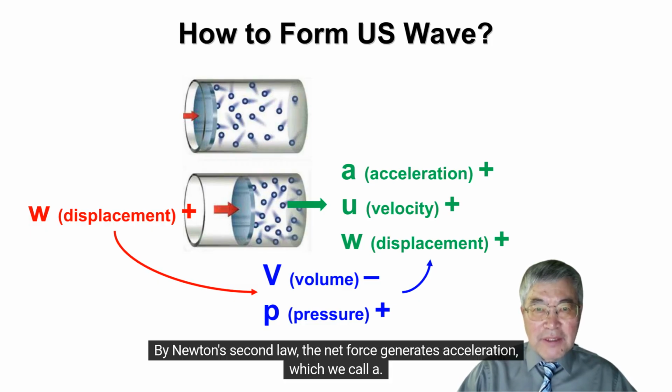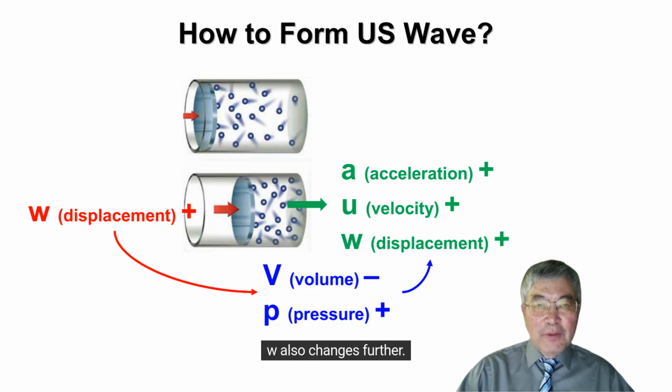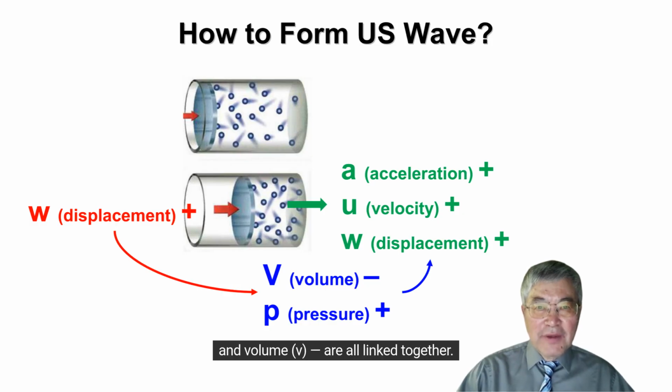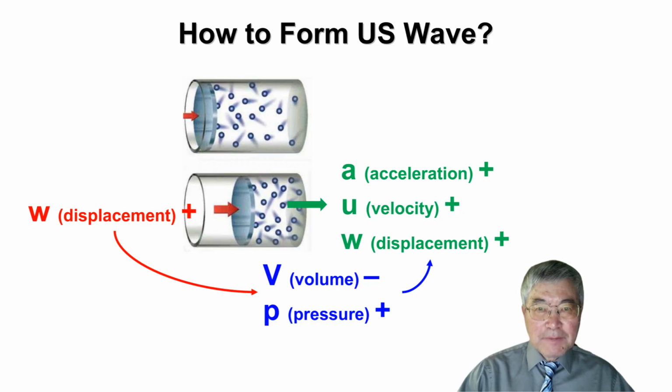By Newton's second law, the net force generates acceleration, which we call a. The acceleration then changes the velocity denoted by u, and as the velocity builds up, the displacement w also changes further. So you can see that these quantities, displacement w, velocity u, acceleration a, pressure p, and volume v, are all linked together. They interact continuously as the disturbance moves through the medium.